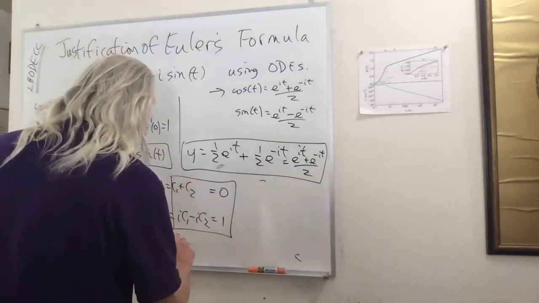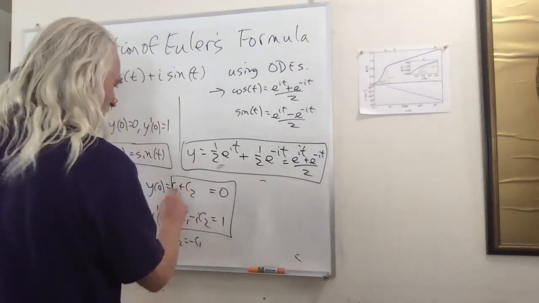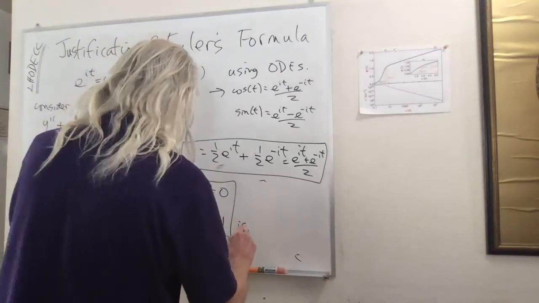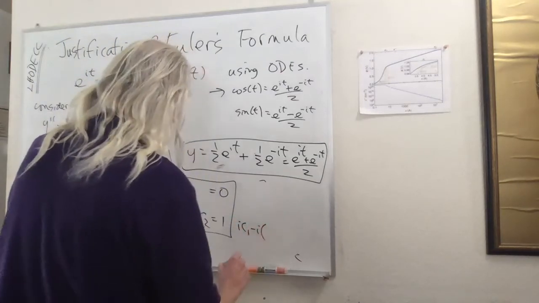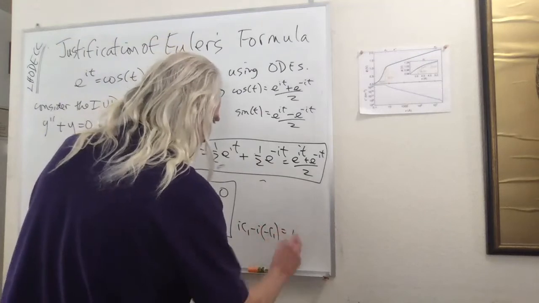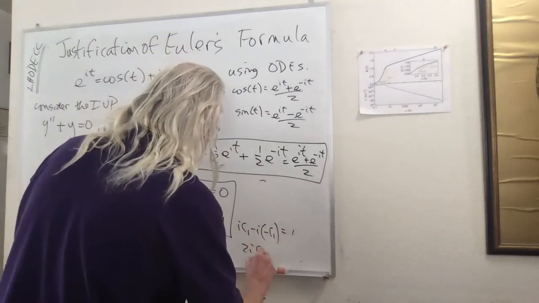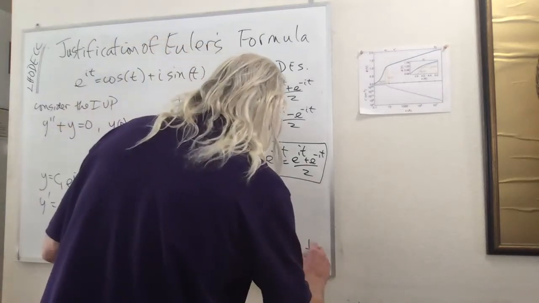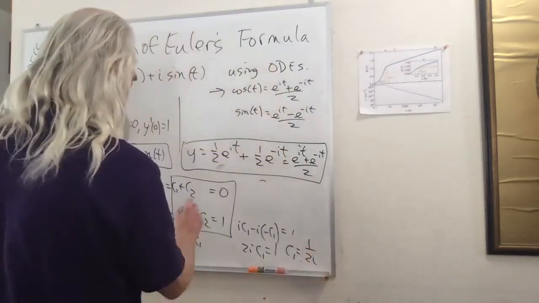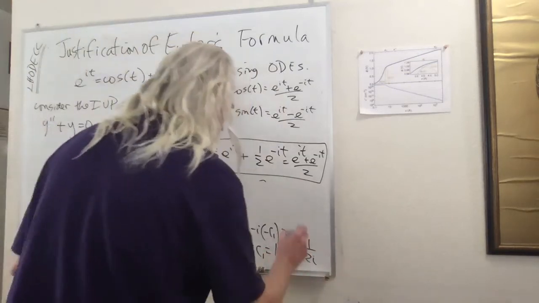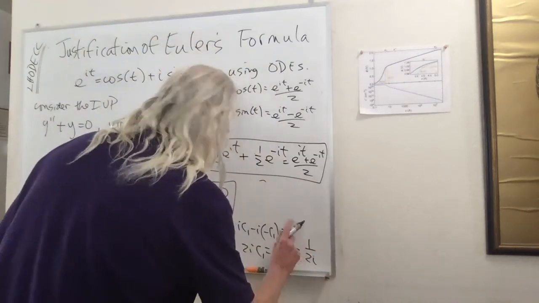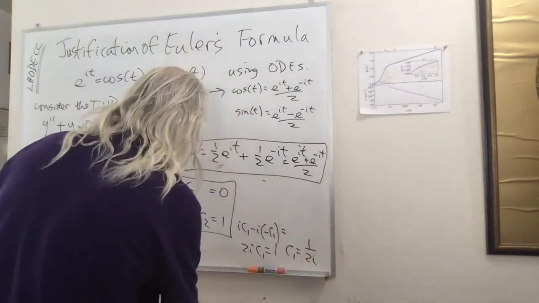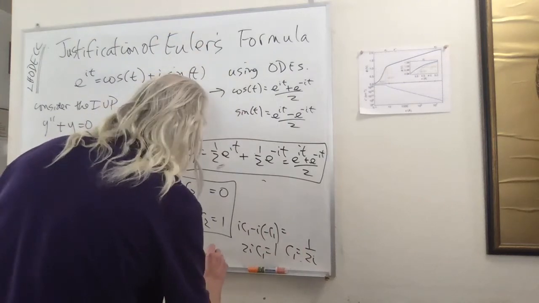We do the same thing, right? c2 is negative c1, almost the same thing. Plug that into here. I get i c1 minus i, oh, c2 is negative c1, and that's going to be 1. In other words, 2i c1 is equal to 1. c1 is 1 over 2i. And c2 is negative that. I'm running out of room. So c2 is negative 1 over 2i.